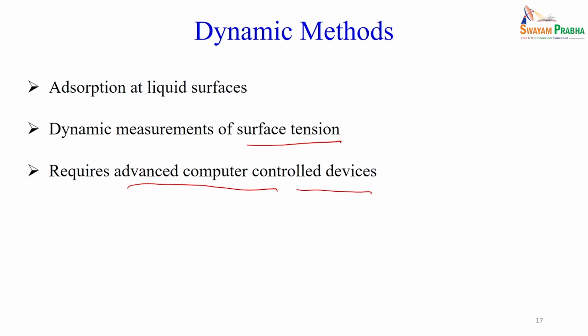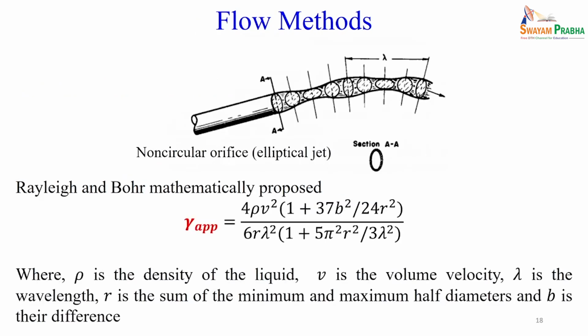Whatever change is happening at the interface is coming from the surface tension or the interfacial tension. The first method is the flow method. In the flow method, we have an orifice, but this orifice is non-circular. We can say it is like an elliptical jet, and we flow the liquid. This method is not suitable for the liquid-air interface, but it is suitable for the liquid-liquid interface.